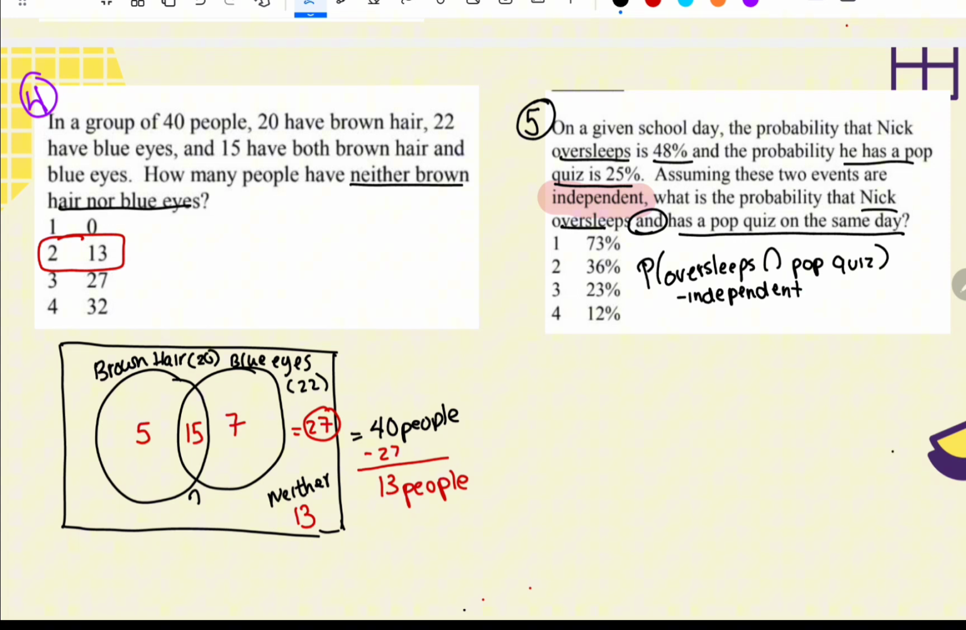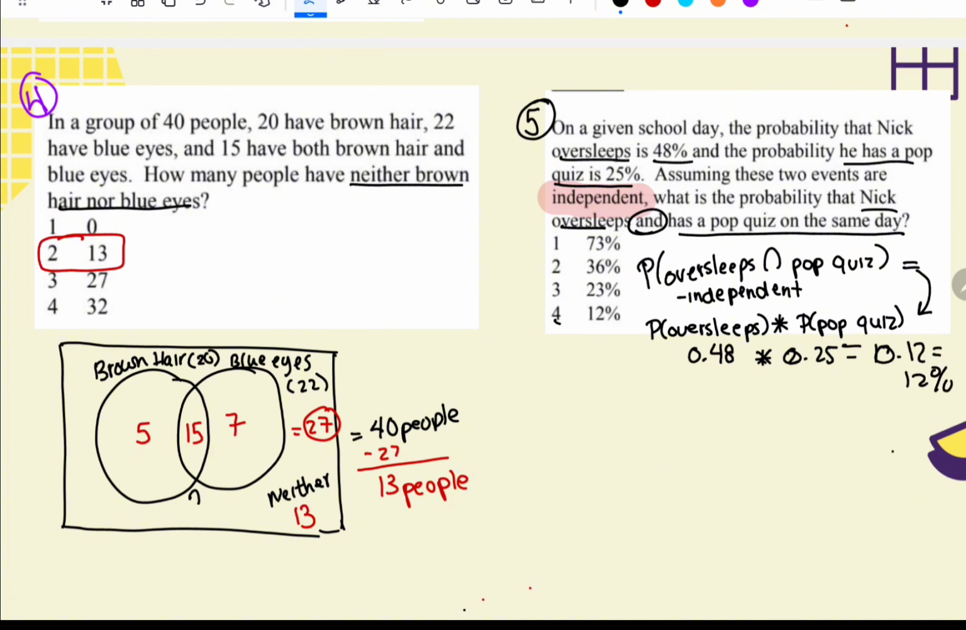So that means that I can multiply the probability that he oversleeps times the probability that he has a pop quiz to get the probability that he oversleeps and has a pop quiz. So I'm going to do 48% times 25%, and I'm going to get 0.12, which equals 12%. Answer choice number 4. So that was question 4. That was question number 5.